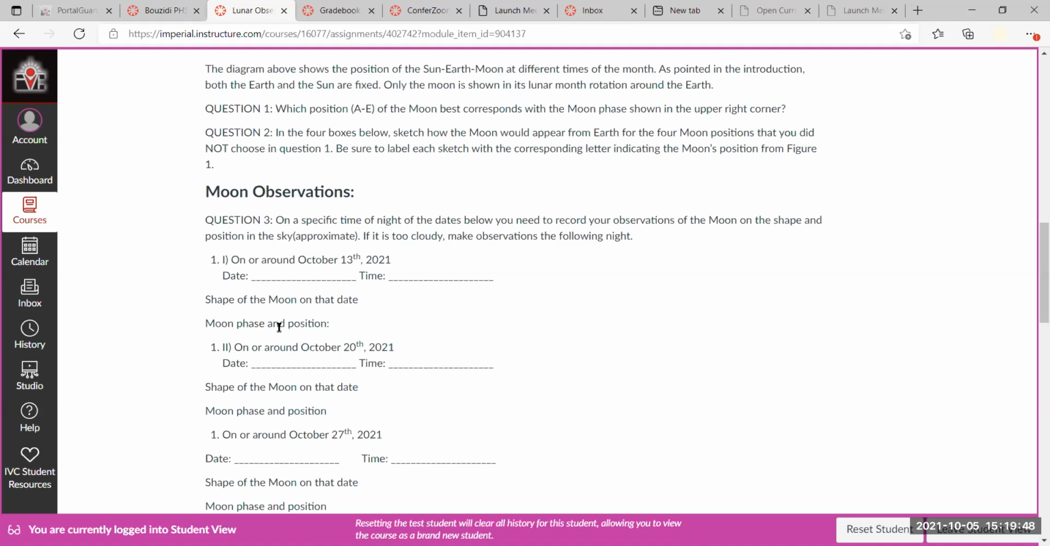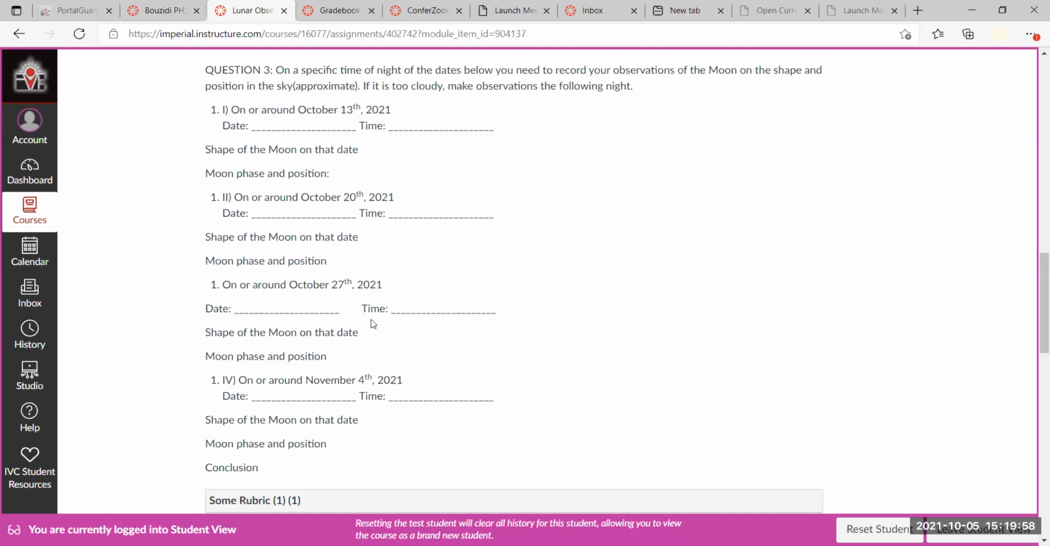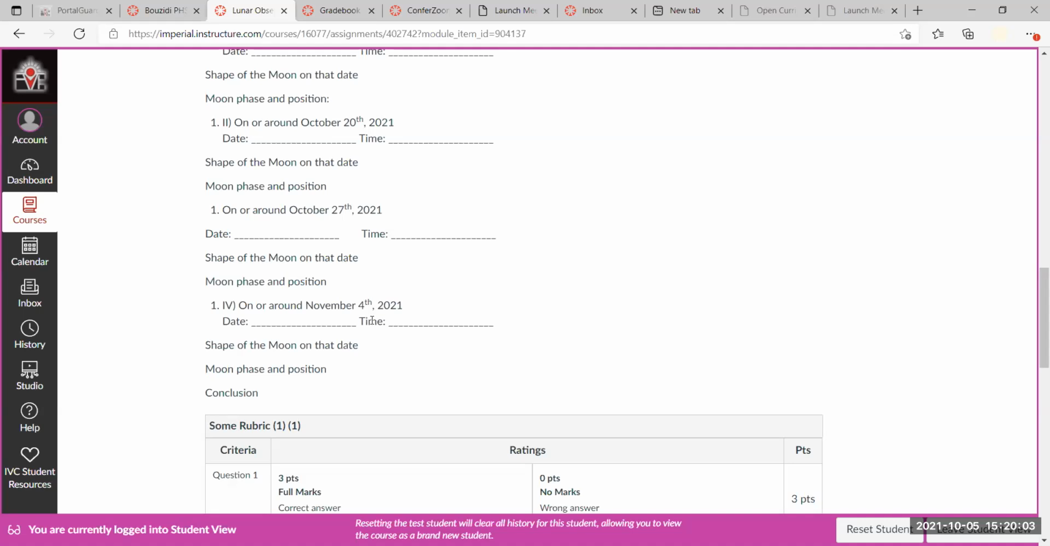You're going to track it on that night, draw it, and then a week after the 13th, which is the 20th, which is the other Wednesday, you're going to go outside and do the same thing. The 27th, you're going to do the same thing. The 4th of November is the last day when you're going to do the same thing. All of them occur on Wednesday.